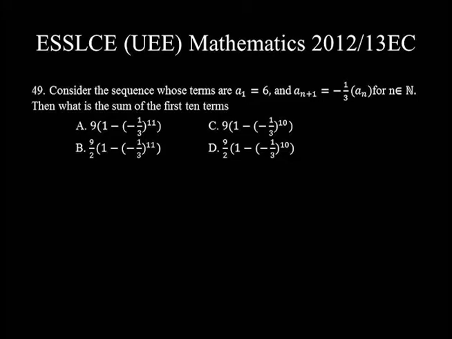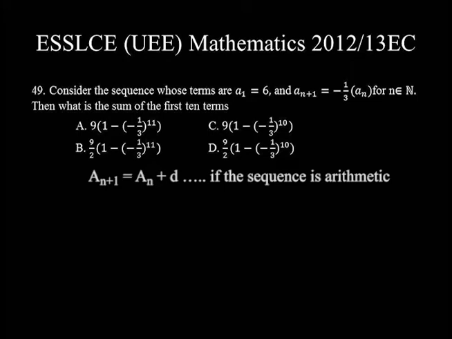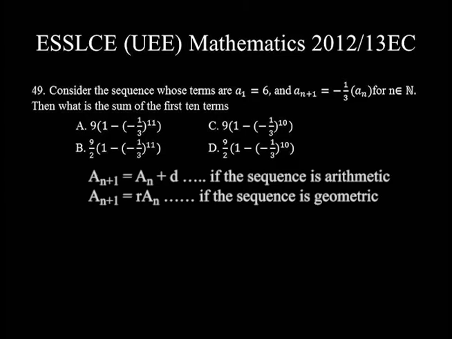The consecutive terms of a sequence a sub n and a sub n plus 1 are related by the formula a sub n plus 1 is equal to a sub n plus d if the sequence is arithmetic, and a sub n plus 1 is equal to r times a sub n if the sequence is geometric. In the given sequence, a sub n plus 1 is equal to a constant times a sub n. Thus, the sequence under inquiry is a geometric sequence with a common ratio r is equal to negative 1 over 3.